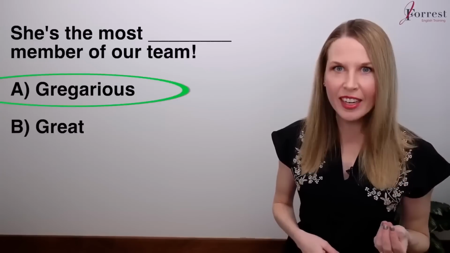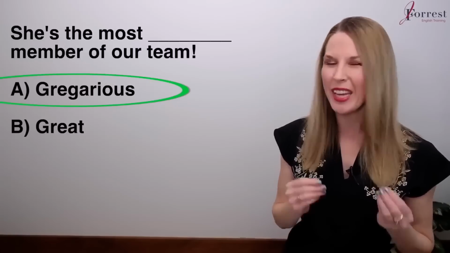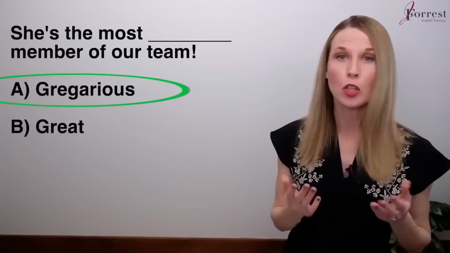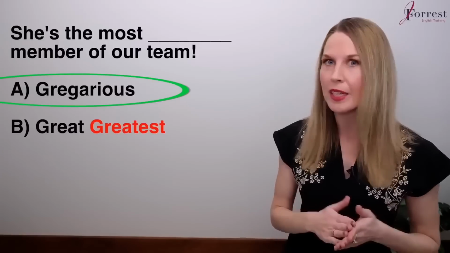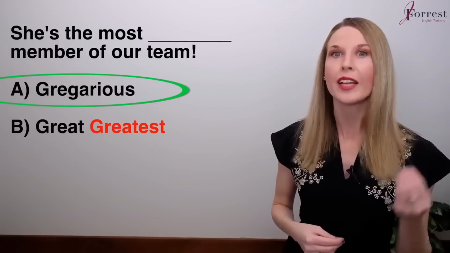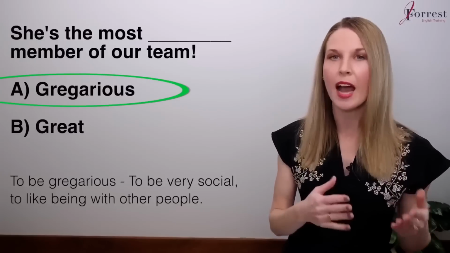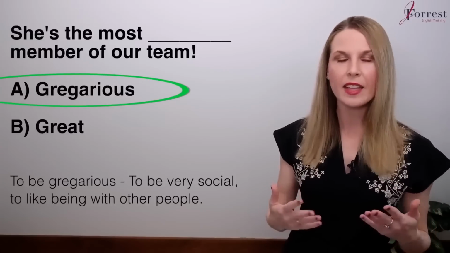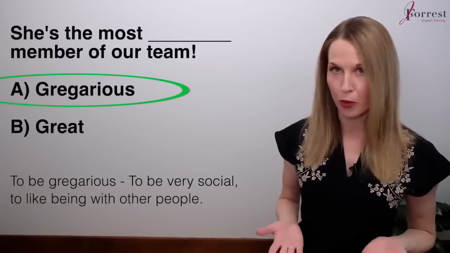A, gregarious. B is incorrect grammatically. We can't say most great. You would say greatest, right? So grammatically, B doesn't work. A, gregarious. To be gregarious, when someone is described as gregarious, it means that they're very social. They enjoy being around other people.